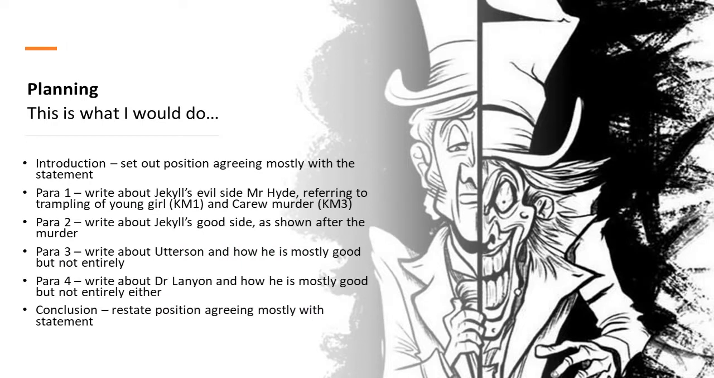Okay, so this is what I would do. This doesn't mean this is the only correct way to do it, it's just the plan I would adopt because it's how I would view the question. So introduction. Set out position, agreeing mostly with the statement. In paragraph 1, I would write about Jekyll's evil side, Mr. Hyde, referring to the trampling of the young girl, key moment 1, and the Carew murder, key moment 3. So that's where I'm referring to my 2 moments in detail.